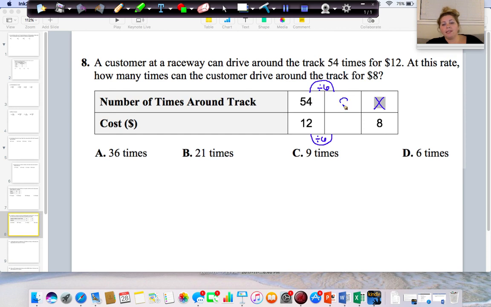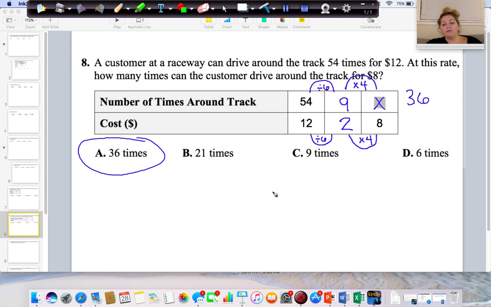54 divided by 6 gives you 9, and 12 divided by 6 gives you 2. And then we can go from 2 to 8 by multiplying times 4. So then we multiply 9 times 4 to get our answer. And 9 times 4 gives us 36, which is A.